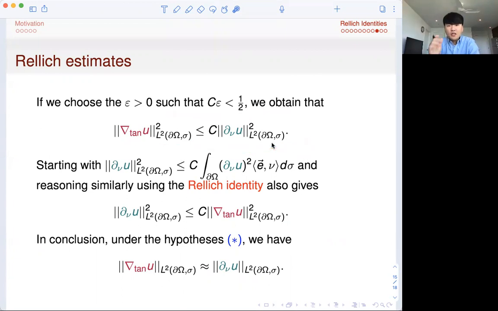And for the reverse inequality, if we start with the L2 norm of the normal derivative of u, and by the Rellich identity, we have the reverse inequality. So under the hypothesis star, we have equivalence between the tangential gradient of u and the normal derivative of u in L2 on the boundary.